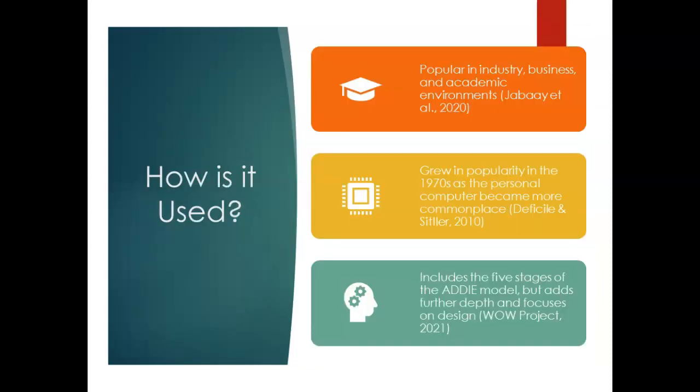So how is it used? As I mentioned earlier, this model was originally intended to be used by educators, but became popular among industry, business, and government professionals as well. It particularly became popular in the 1970s as the use of computers began to rapidly increase and created a need in the workplace for employees to be trained in new technologies. Companies began creating internal training departments to facilitate the systems approach model quickly and efficiently. This model includes the 5 stages of the ADDIE model, but adds depth and thoroughly organizes the design process.